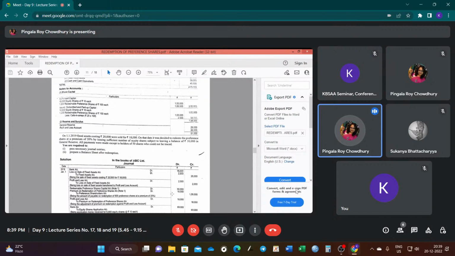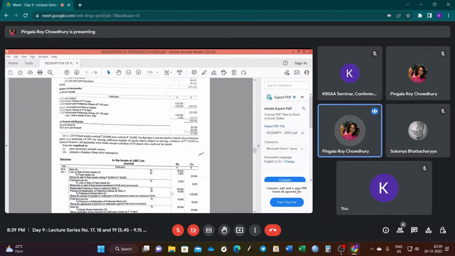As soon as you do this entry, you have to keep in mind that you have already utilized 2,000 out of profit and loss account. Profit and loss account balance was 22,000. You have already utilized 2,000 for setting aside the loss on sale of fixed assets. So you cannot utilize that 2,000 again. You are left with 20,000 balance of profit and loss account.